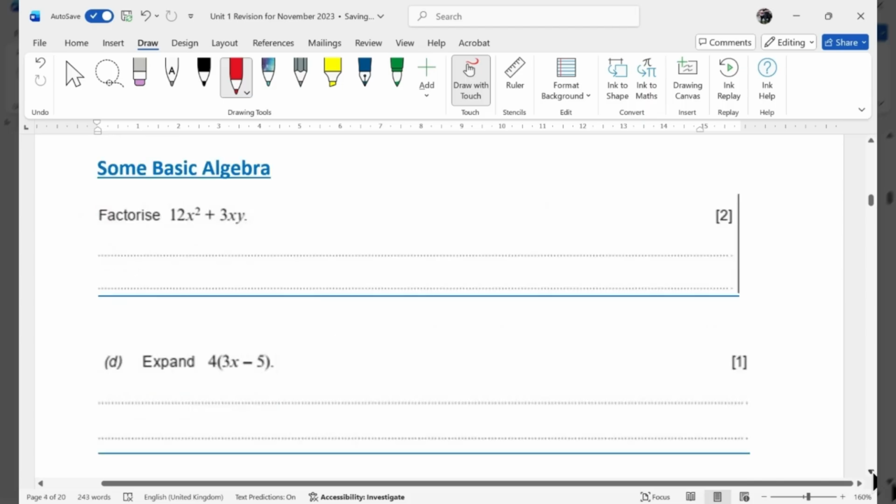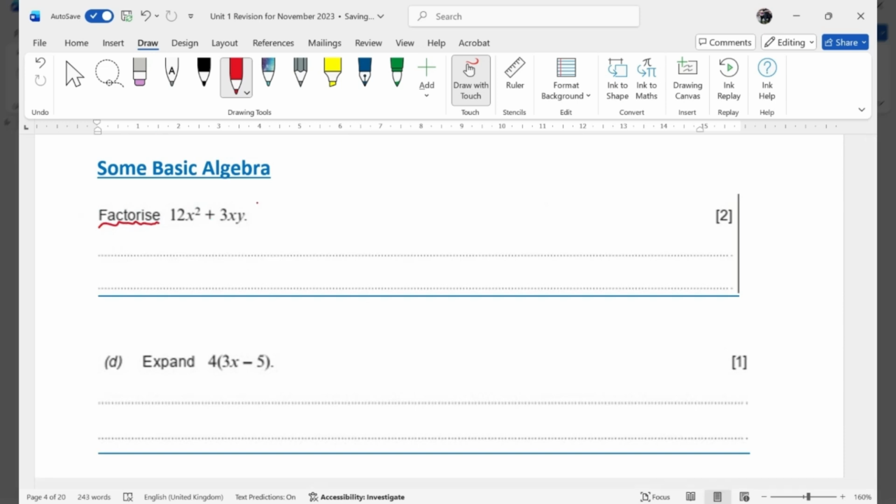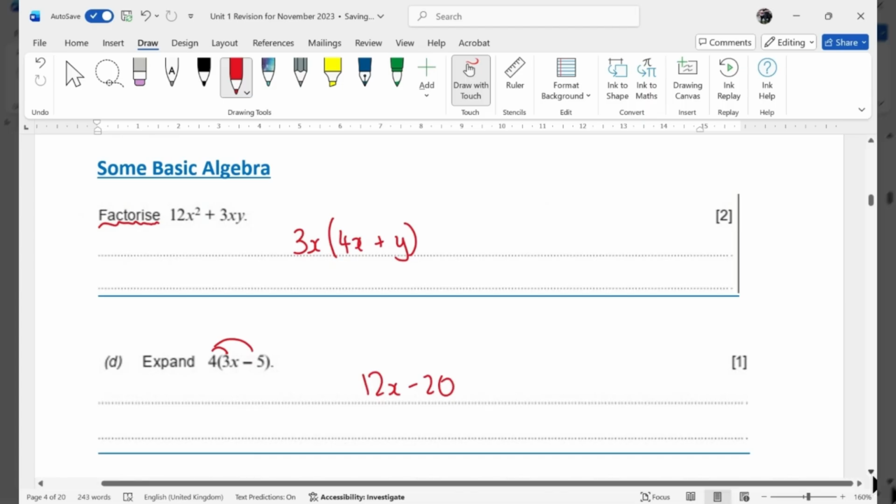Basic algebra, right? Well, reasonably, I say basic, it's not that basic, but factorize. It's not a quadratic, it's two terms, it's going to be a single bracket. It's not a difference of two squares, right? There are things I can take out, okay? I can take out the number 3, I can take out an x. What am I left with? 4x plus y. Okay, expanding a single bracket, 4 times both these things, I get 12x minus 20. I am flying through basic algebra, right?